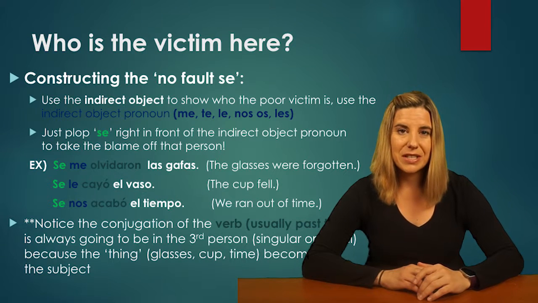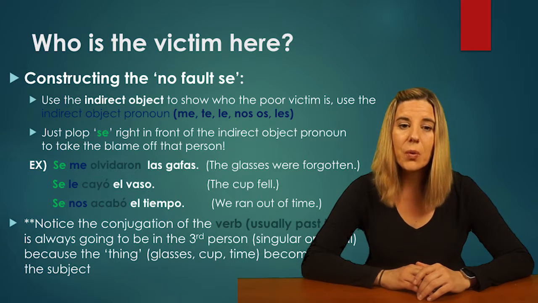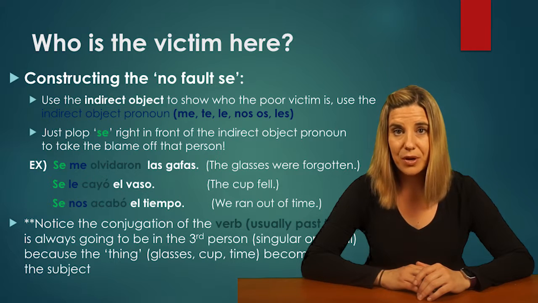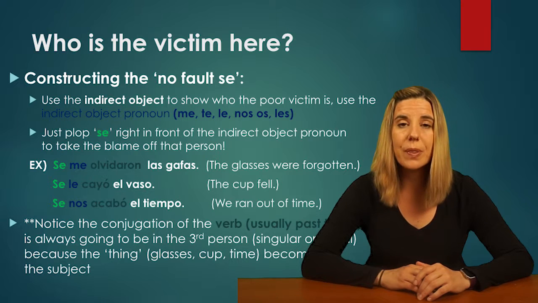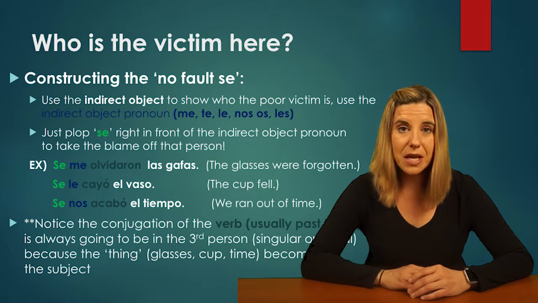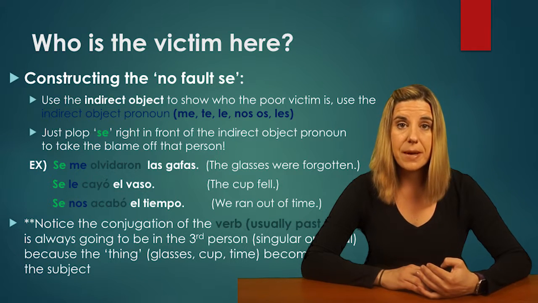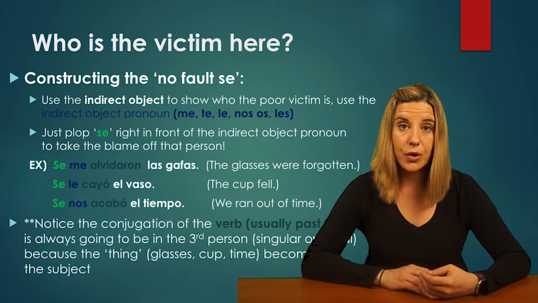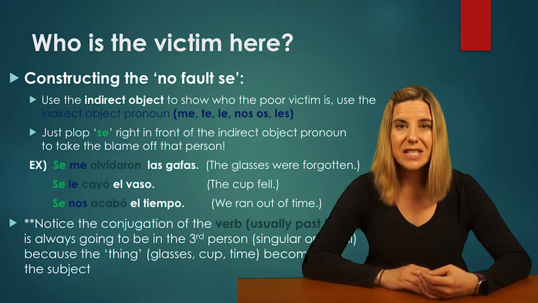So here's how we construct the no-fault se. We're going to start by using the indirect object pronoun to say to whom, who is the victim here? We use the indirect object pronoun to name the victim first. So if it's yourself, you say me. If it's you, you say te. If it's him, her, or usted, le. If we are the victims, use nos. If it's you all in Spain, os. And if it's they or all of you in Latin America, use les.